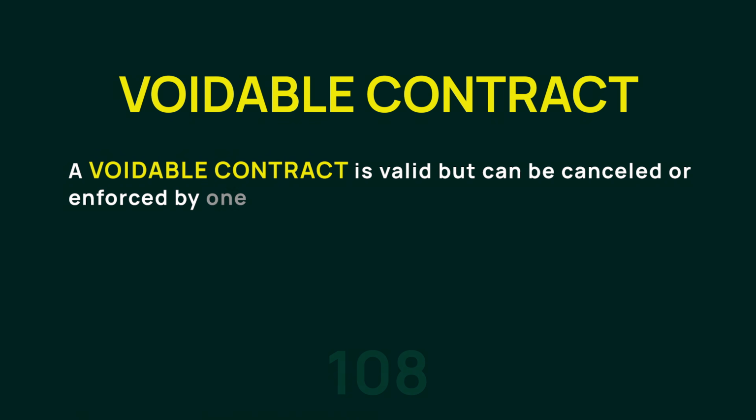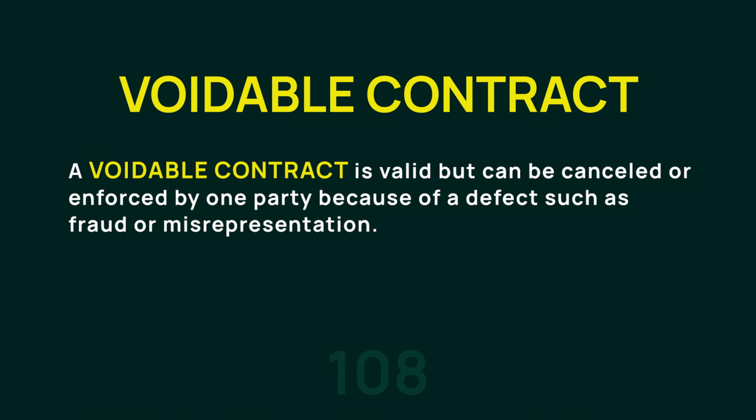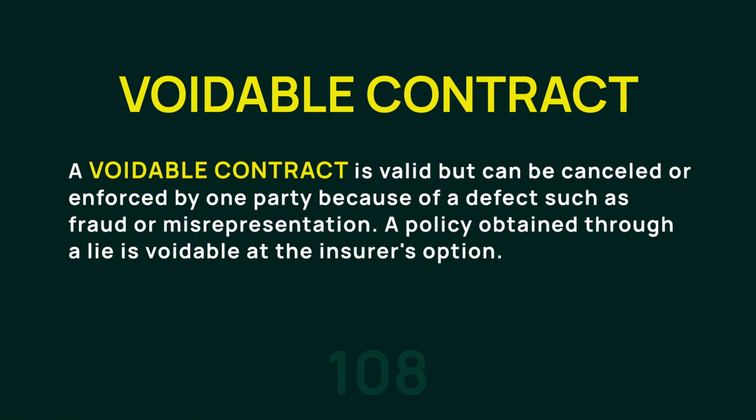Voidable contract. A voidable contract is valid but can be cancelled or enforced by one party because of a defect such as fraud or misrepresentation. A policy obtained through a lie is voidable at the insurer's option.